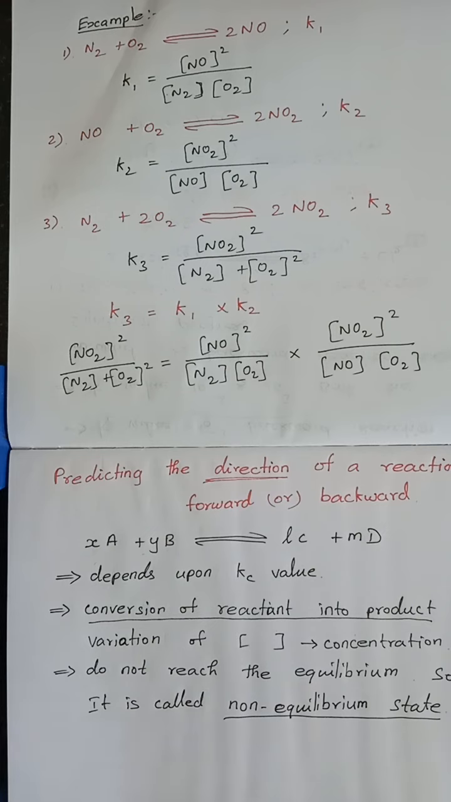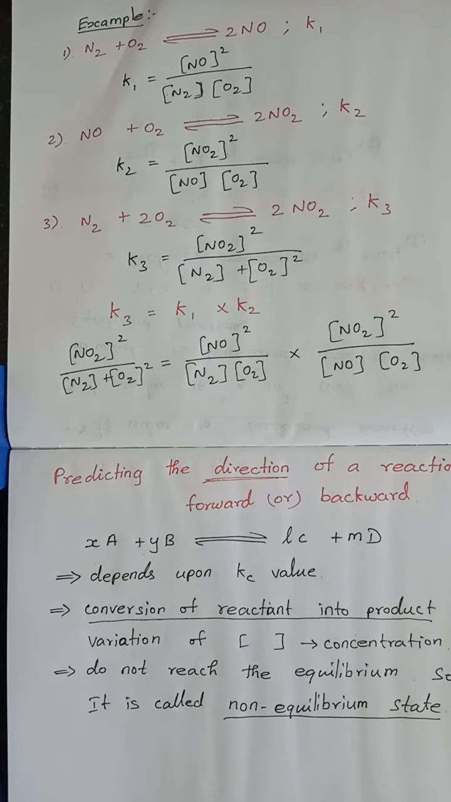Okay, so what is the general reaction? xA plus yB reversible to lC plus mD. It depends upon the Kc value. Then the conversion of reactant into product, the variation of concentration value, does not reach the equilibrium. So it is called the non-equilibrium state.